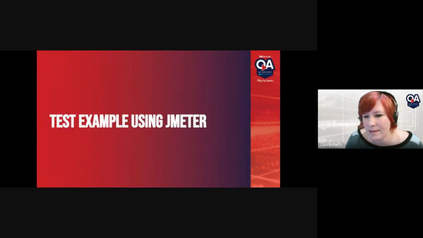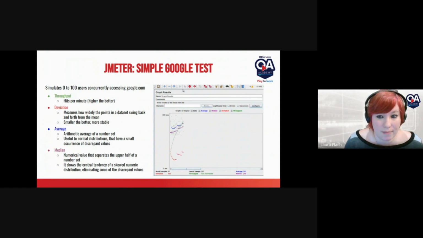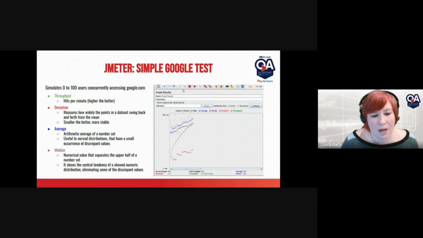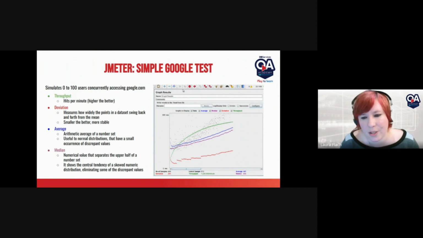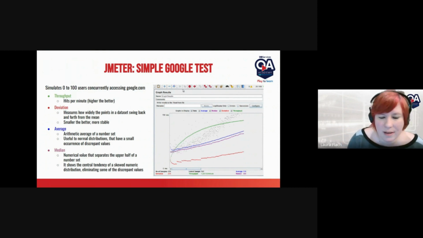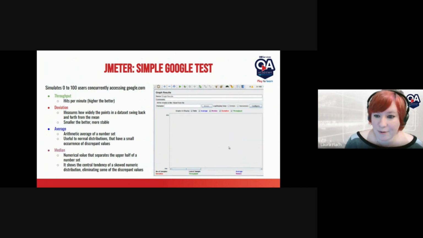So let's see a simple example using JMeter. This is a test that I created on JMeter, and basically it's accessing google.com and starts with 0 users and is increasing 1 user per second until it reaches 100 users. Each user will be executing 10 iterations. So it's a simple small test just for us to see how many different interpretations we can have with this.